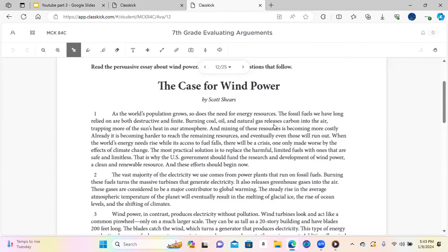Burning coal, oil, and natural gas releases carbon into the air, trapping more of the sun's heat in our atmosphere. And mining of these resources is becoming more costly. Already it is becoming harder to reach the remaining resources, and eventually even those will run out. When the world's energy needs rise while its access to fuel falls, there will be a crisis, one only made worse by the effects of climate change. The most practical solution is to replace the harmful, limited fuels with ones that are safe and limitless. That is why the US government should fund the research and development of wind power, a clean and renewable resource.